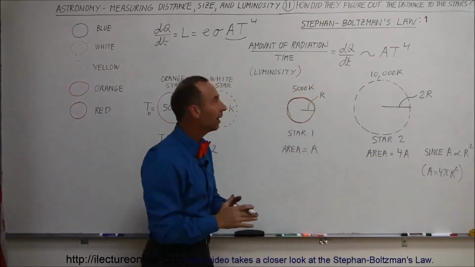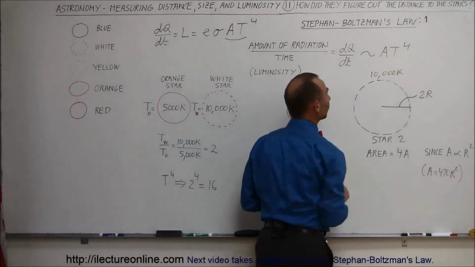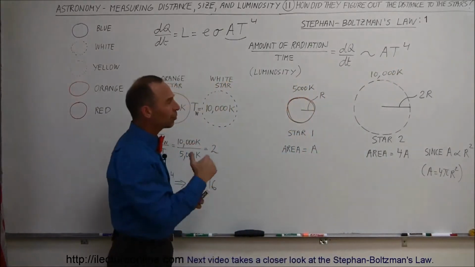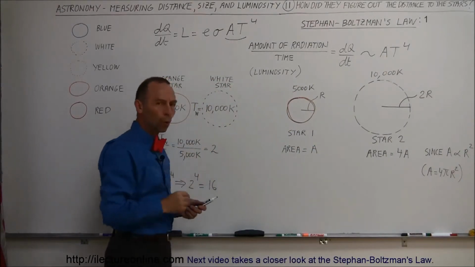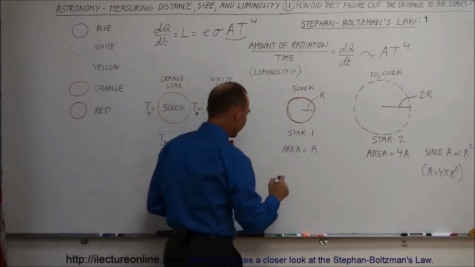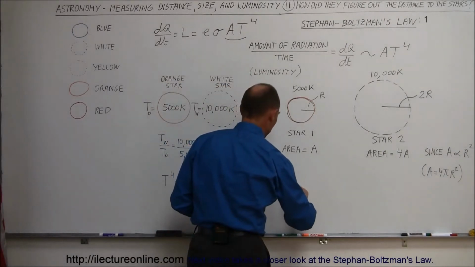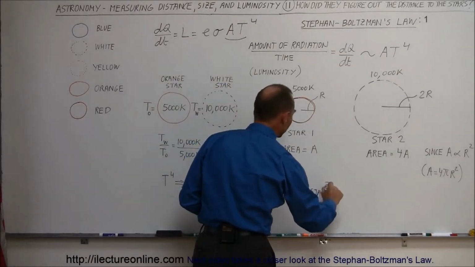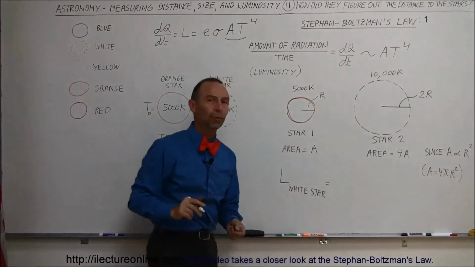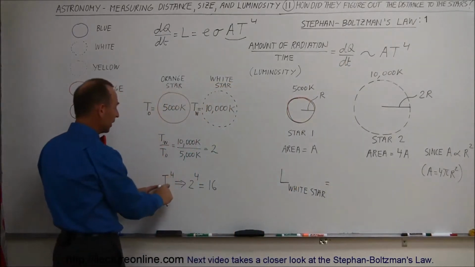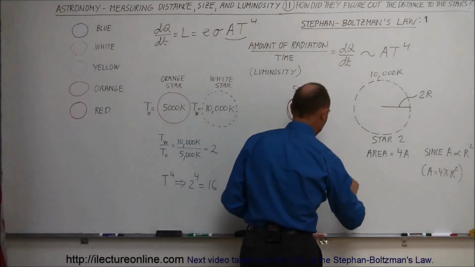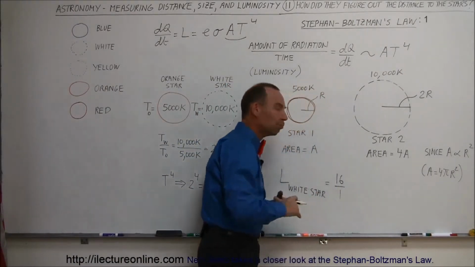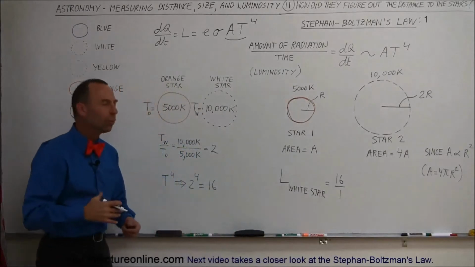Now, with the two combined, based upon this analogy right here, how much more light does the bigger white star put out compared to the smaller orange star? And so we can then say that the luminosity of the white star is equal to, now we have to take care of those two proportionalities. For the temperature, it's a ratio of 16 to 1. So it's going to be 16 to 1 times more bright, 16 to 1 more luminous.